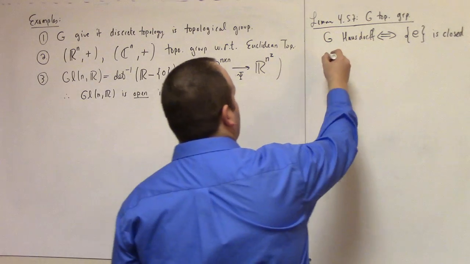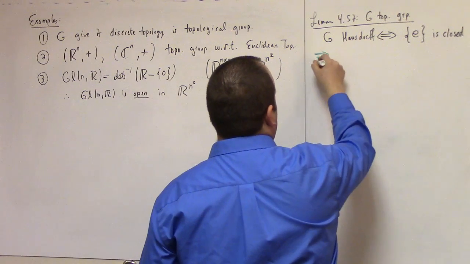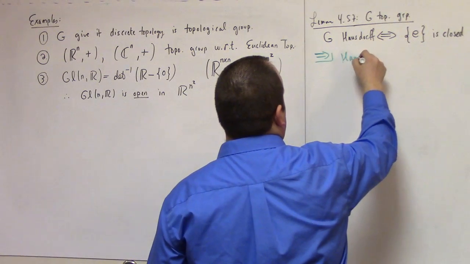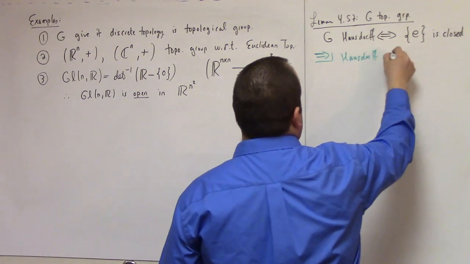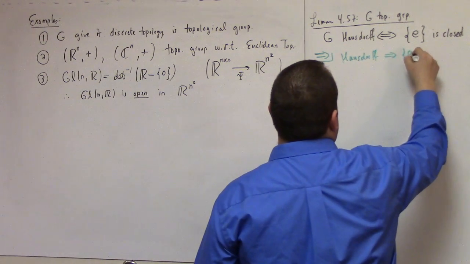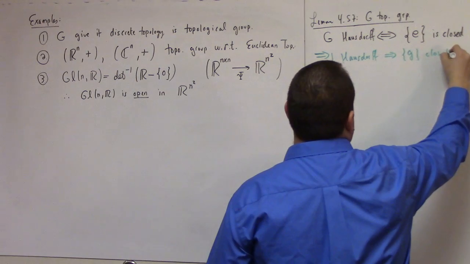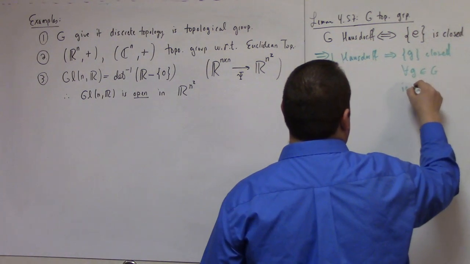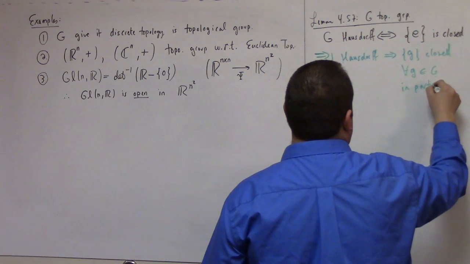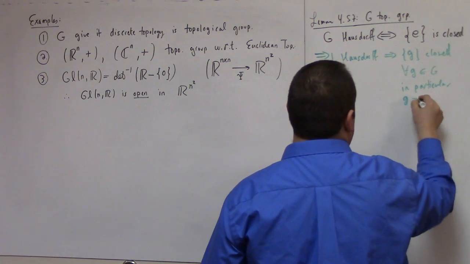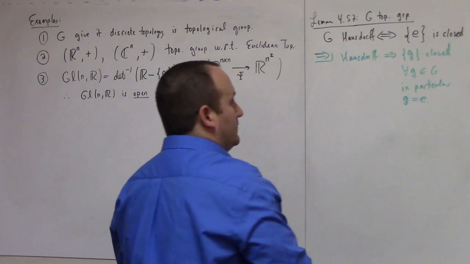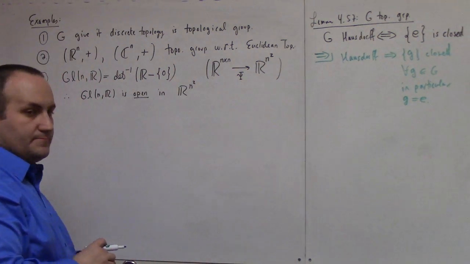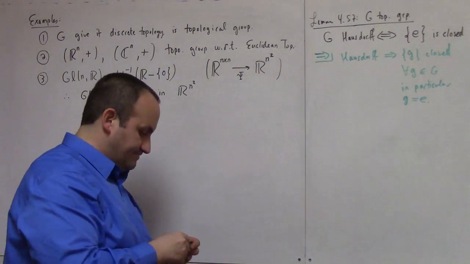So this direction, well, Hausdorff implies that {g} is closed for all g in G. So in particular, {g} equals {e} works, where you use the identity element. How about the other direction here?